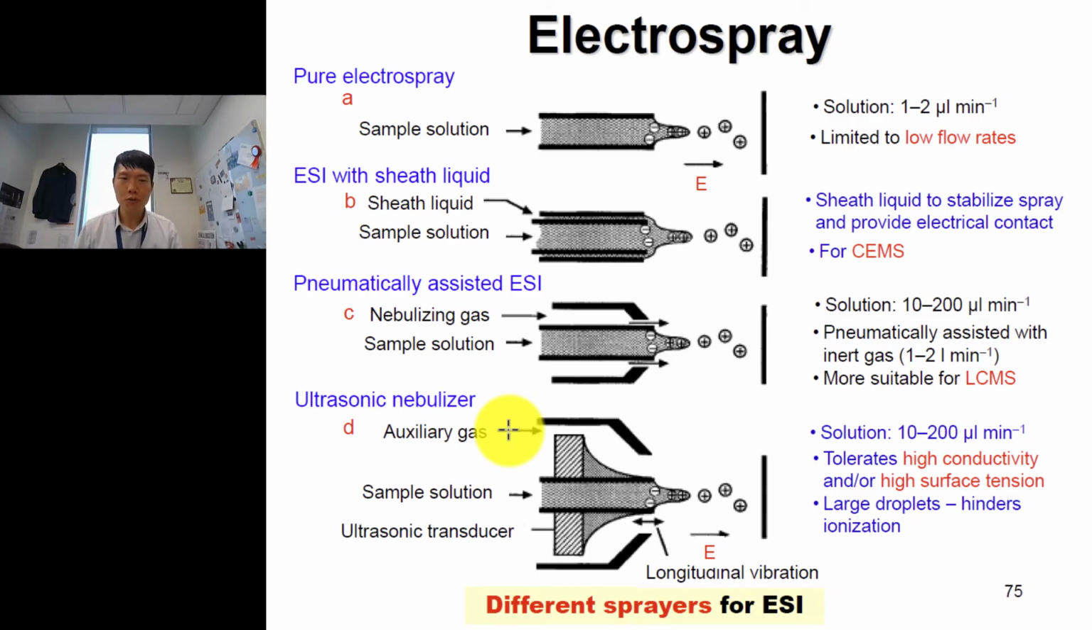The last one is very powerful. It's called the ultrasonic nebulizer. We have something bigger with the incorporation of this auxiliary gas from the side, sample solution, and the key element here is your ultrasonic transducer using a kind of wave to help propagate and vibrate it. And here we have what we call the longitudinal vibration using the ultrasonic wave. So you excite the molecules in the solution, and once it comes out, it splits. So it does tolerate a high conductivity and high surface tension.